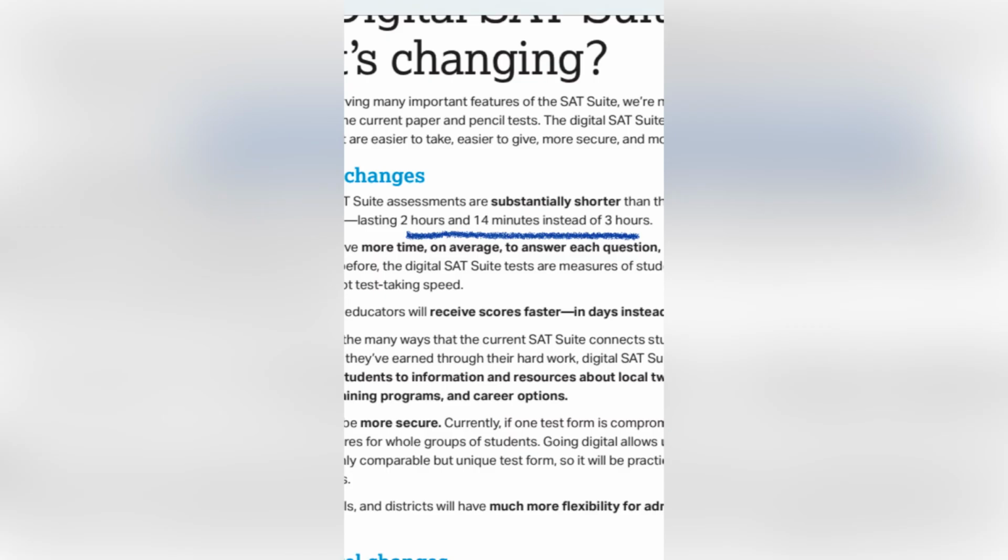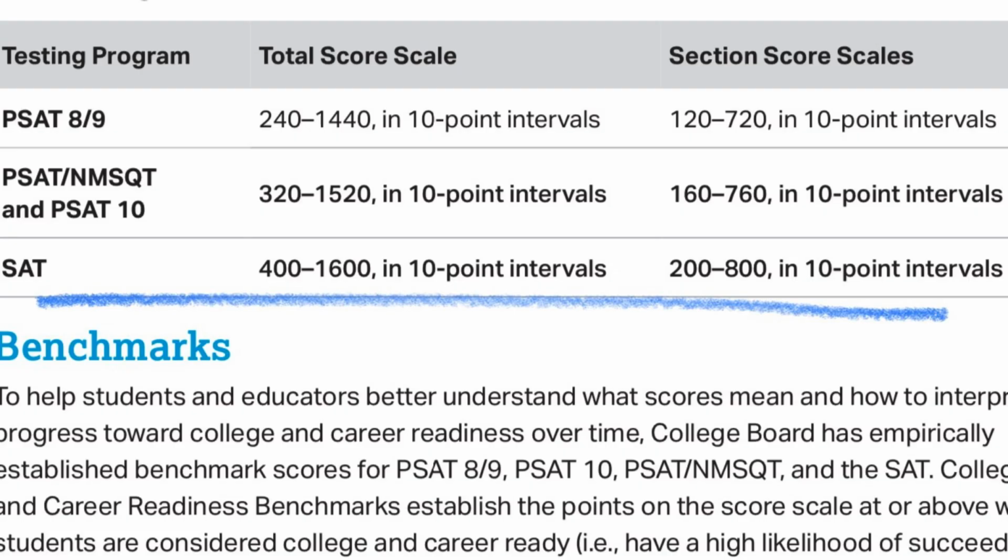In digital SAT, the test timing comes down from 3 hours to 2 hours and 14 minutes. SAT is scored for 1600, and in that, the reading and writing score ranges from 200 to 800, and the math score ranges from 200 to 800. So the total score is 1600, and the minimum score that you'll be getting is 400.